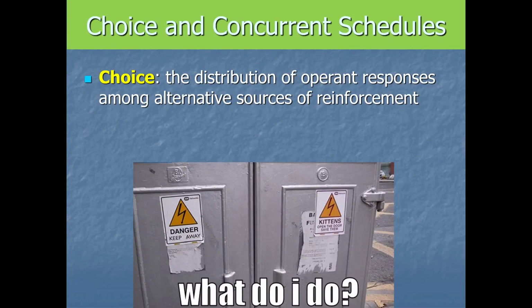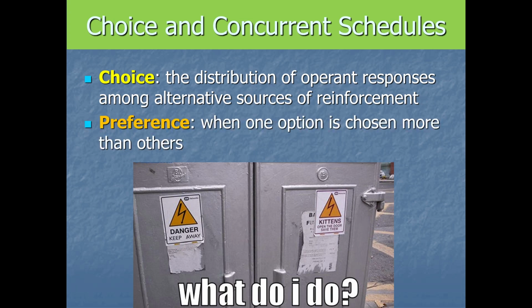Now, when we study choice in behavior analysis, we might operationalize it as something like the distribution of operant responses among alternatives, meaning among alternative sources of reinforcement. Basically, how much you do each of the possible behaviors when some of them pay off differently than others. And sometimes we might also talk about a preference someone has. For an individual to have a preference, we're just saying one option is chosen more than the others.